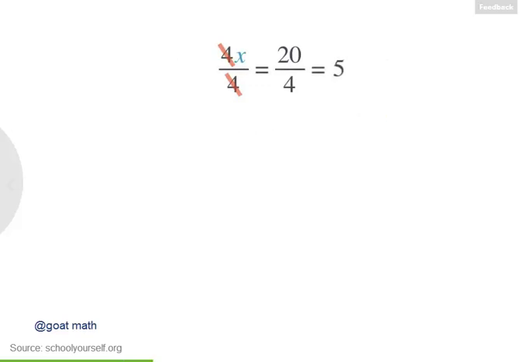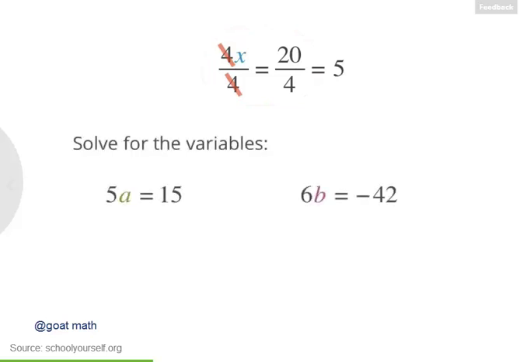Right, so x equals 5. This is the same answer you got before, but when you solve for x like this, there's no guessing involved. Try some more examples. If 5a equals 15 and 6b equals negative 42, solve for a and b by dividing both sides of these equations by the numbers in front of the variables.